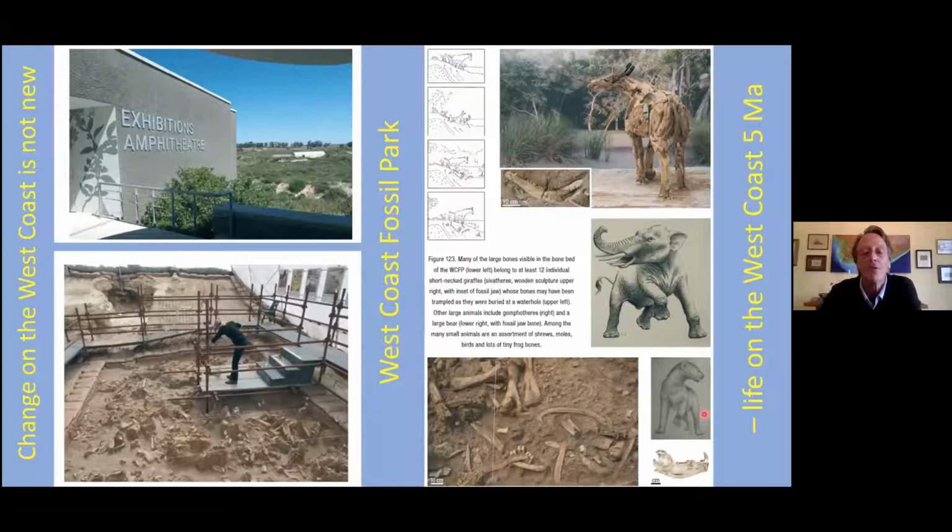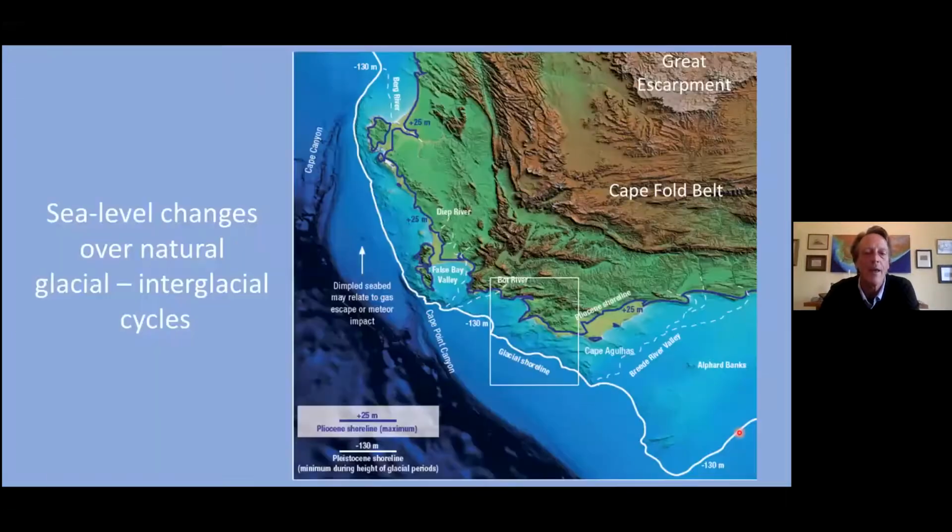So a very interesting assemblage of animals, which tells us that there must have been a lot of plant material for them to feed on, because the sivathere was a herbivore, as was the elephant, and it must have been much wetter and much more productive back 5 million years ago.